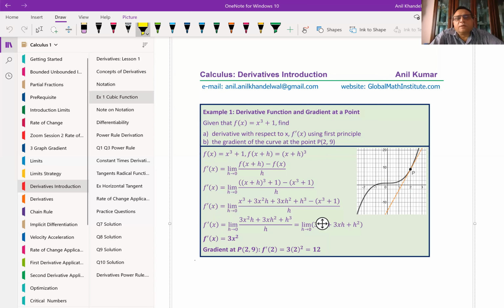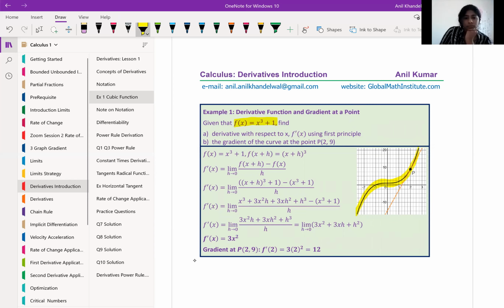In example number 1, we'll find the derivative of a function and the gradient at a point. We are given a function f of x equals x cubed plus 1. To understand it better, I've also shown the graph of this cubic function, which has been moved 1 unit up. We need to find two things about it. First, the derivative with respect to x, which we write as f prime x in our prime notation, using first principle.